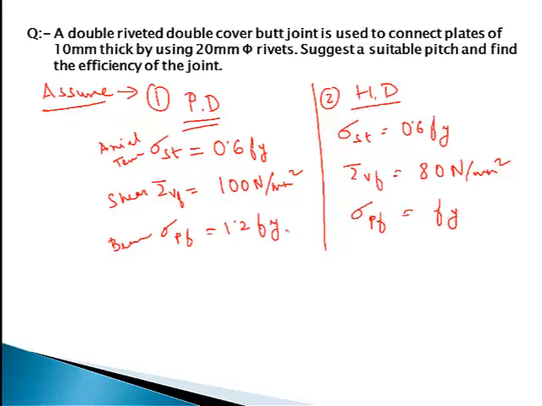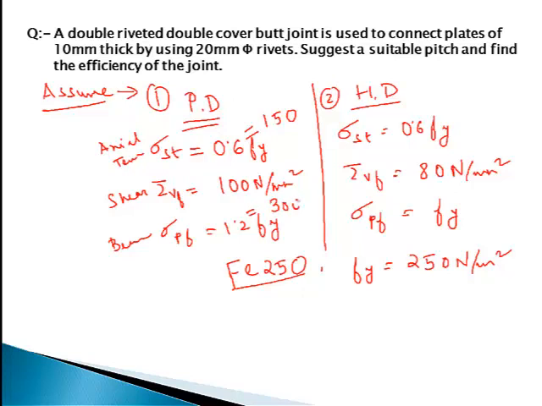So what is FY? FY is the yield stress of the steel, and in steel structures we mostly consider mild steel Fe 250. So here, what will be the FY? It will be 250 Newton per mm square. So sigma ST becomes 0.6 of 250, which is 150. Sigma PF becomes 300. Tau VF for hand driven is again 150, and bearing becomes 250. All are in Newton per mm square.